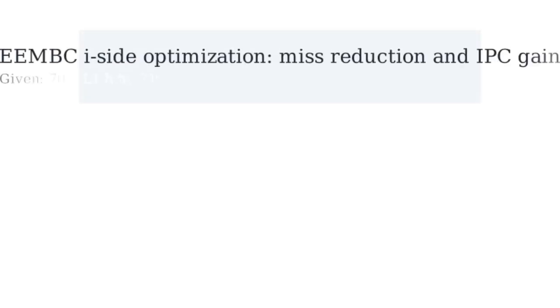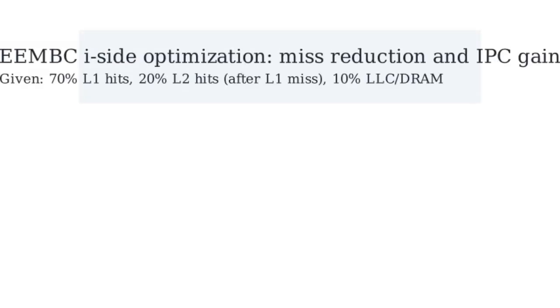In this lesson, we use an EEMBC automotive trace to analyze instruction side cache behavior. We are told that 70% of reads hit in L1, 20% miss L1 and hit in L2, and 10% go all the way to the last level cache or main memory. Our task is to propose a micro-op cache or instruction cache change that cuts instruction side misses by 30%, and then estimate the IPC gain, both mathematically and graphically.